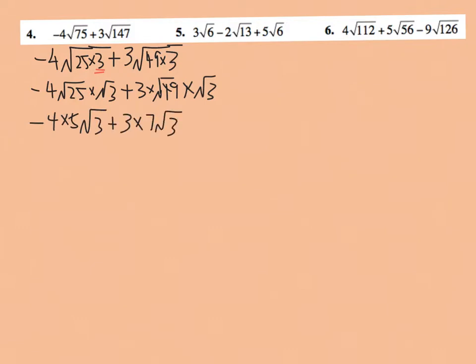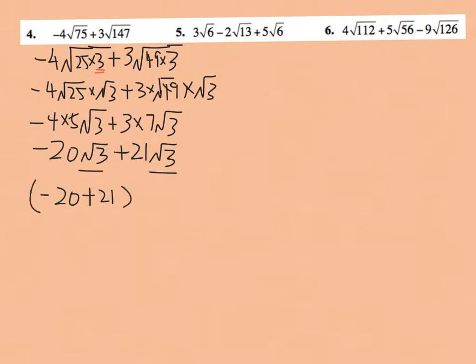When you multiply the rational factors, you get negative 20 root 3 plus 21 root 3. And again, we can combine the two surds by rewriting as negative 20 plus 21 times root 3, and the answer is root 3.